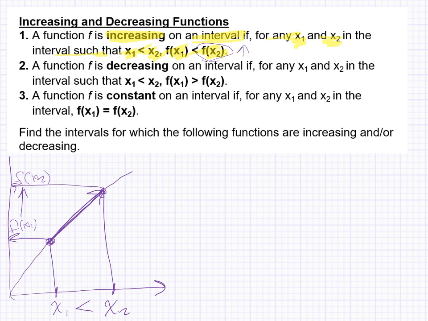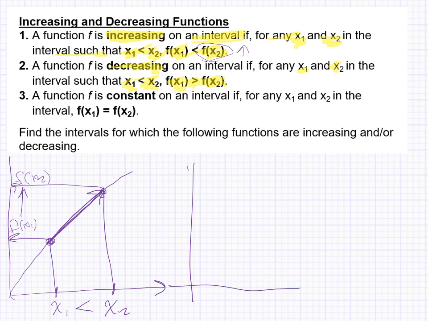So let's look at decreasing now. A function is decreasing on an interval if for any x1 and x2 in the interval such that x1 is still less than x2, however, f of x1 is now greater than f of x2. Then if that happens, we say decreasing. Well, again, very simple, okay?